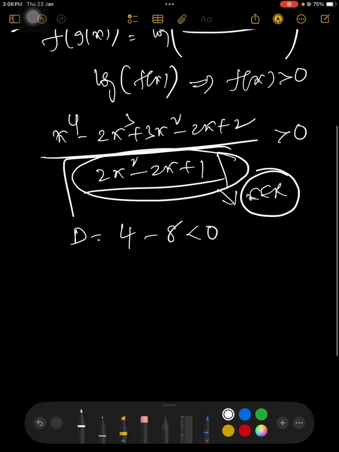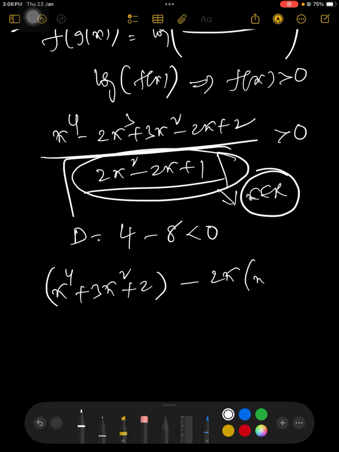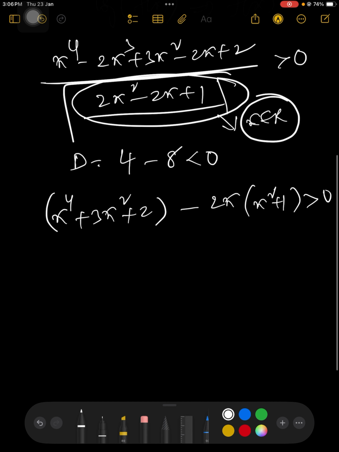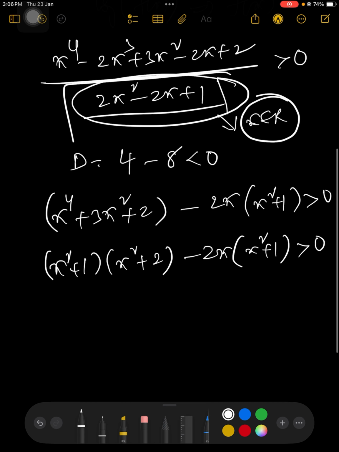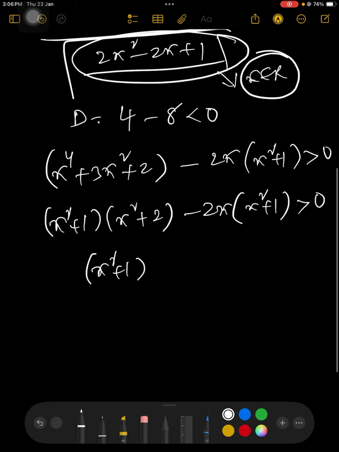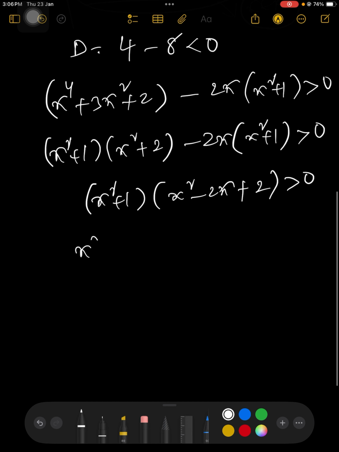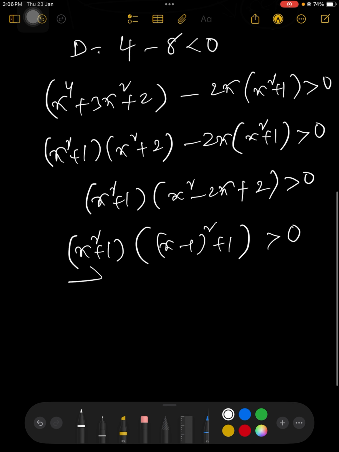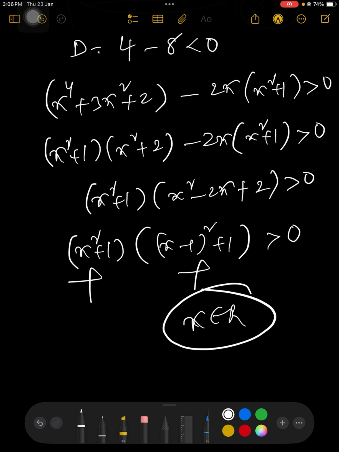Now coming to the numerator x power 4, you can take x power 4 plus 3x square plus 2, and from the remaining you can take 2x common, that is x square plus 1, greater than 0. Now this is x square plus 1 into x square plus 2, minus 2x times x square plus 1, greater than 0. Now if we take x square plus 1 common, that is x square minus 2x plus 2 greater than 0. So x square plus 1 is always positive, and this is (x minus 1) whole square plus 1, greater than 0. This is always positive and this is always positive. So the domain of this function is x belongs to R.